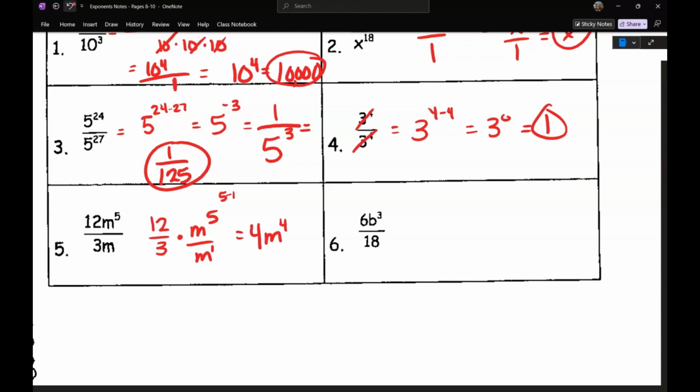We have more 4's in the numerator, so that would be above a 1. Remember, this exponent only goes with the m. It does not go with the 4.